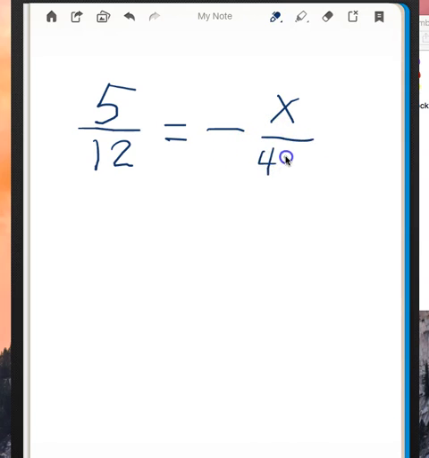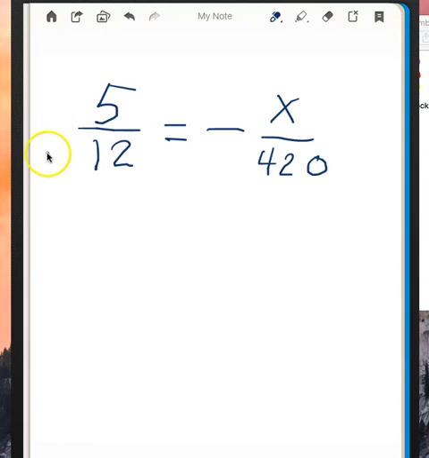So here's one that's very typical. We have 5/12 is equal to negative x over 420. When we look at these kinds of problems, our aim is always to isolate the variable, or in other words, to get the variable all by itself. When we have managed to do that, then we will have on the other side of the equal sign the value for that variable. And in this case, we'll be able to solve for x.